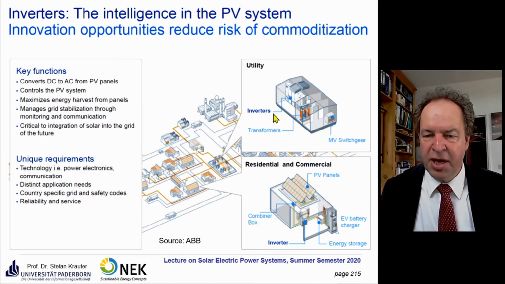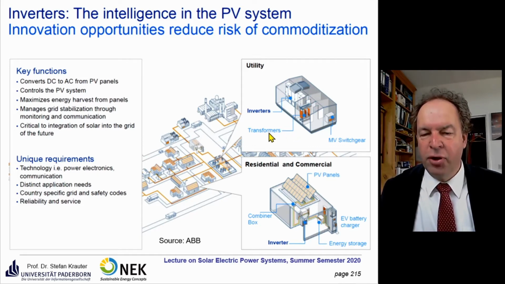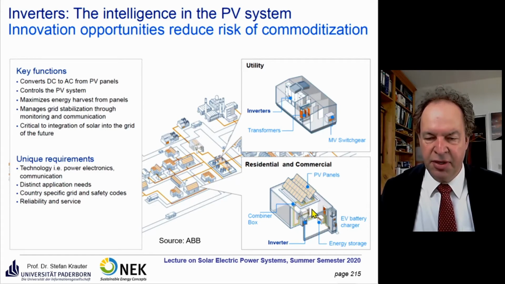So here you see the configurations of the inverters and the transformers. Usually if the power comes out of the inverters, even at 1000 volts, usually you have large-scale systems. You feed into the mid-voltage system, which is 20 kilovolts in Germany, and you have to have a transformer for that. Here's an MV mid-voltage switchgear, which also switches the connection to the grid off and on. For residential and commercial systems, you may even have an electric vehicle charger and so on, and energy storage there. We come to this a bit later in some lectures.